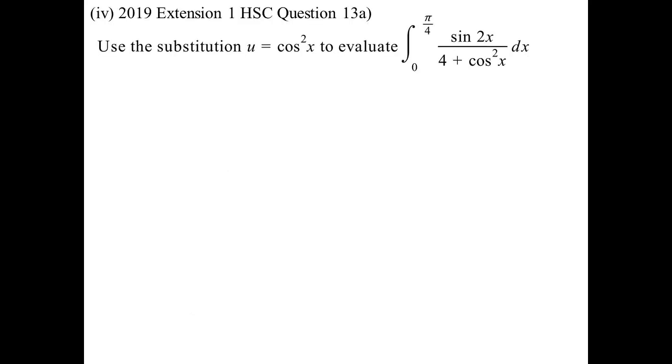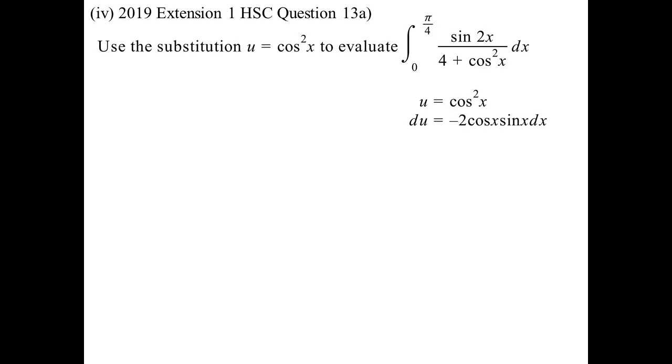Okay, let's do this one. This one actually comes from last year's HSC. So use the substitution u equals cos squared x to evaluate. Again, it's a definite integral. So they've told me u equals cos squared x.